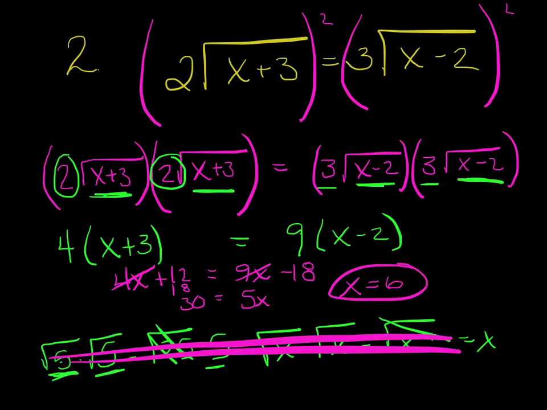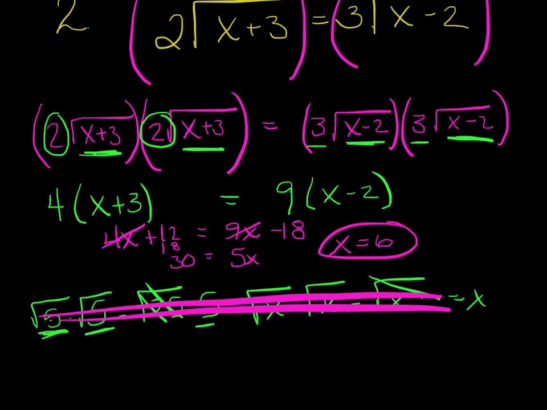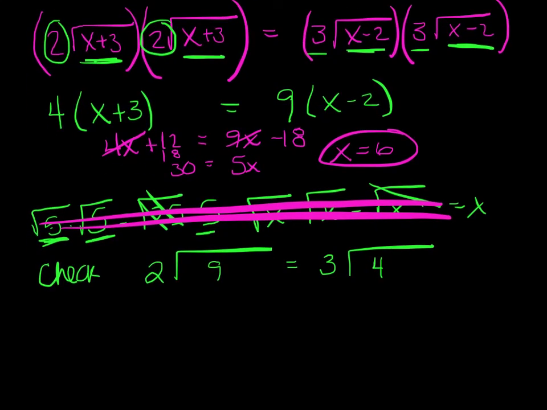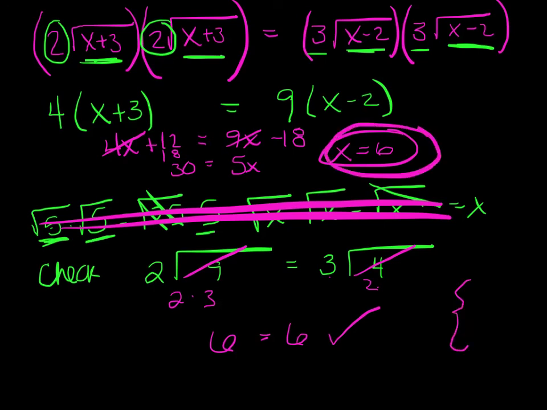Now, we'll go ahead and do a quick check, of course, back in our original. So here's my check. 2 radical, I'm letting x equal 6. 6 plus 3 is 9. Equals 3 radical. 6 minus 2 is 4. And I'll clean that up. This becomes a 3, and 2 times 3 is 6. 4 becomes a 2. 3 times 2 is 6. Therefore, it does check, and my solution was this x equals 6.